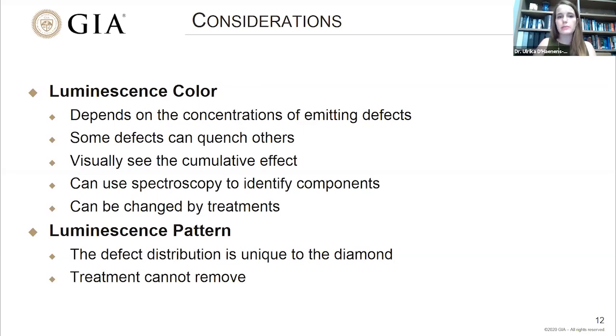And one of the key things about luminescence color is that it can be changed through treatments. Because treatments change the types of defects that are present in the stone, you will be able to change the luminescence color.